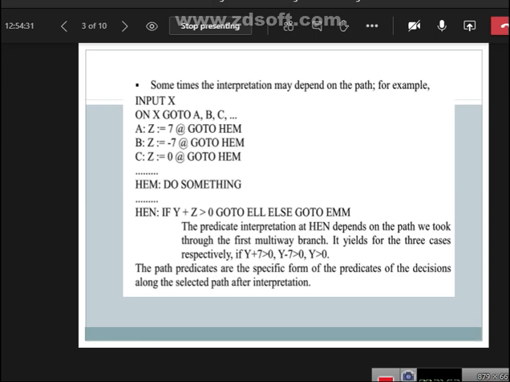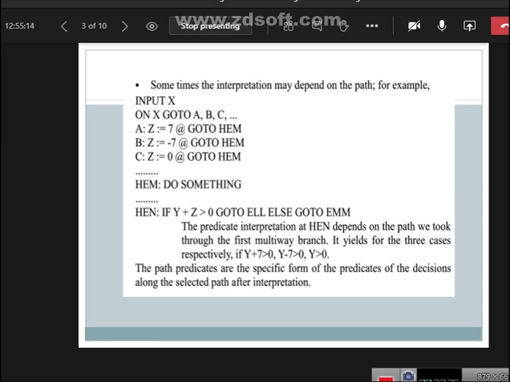For example, if it is the input of x, it is going to the statement, and based upon that statement also, whatever statements and inputs they are giving, we have already discussed. Based upon the sample statement and sample input, we are going to take some decisions. That is not in our hands, but in the programmer's hands. If the programmer wants to do something, only the programmer can do that. But here, sometimes the interpretation may depend upon the path, some paths also.